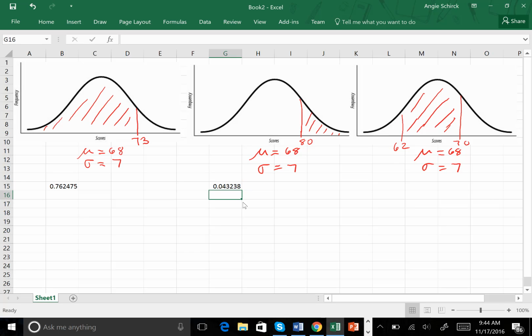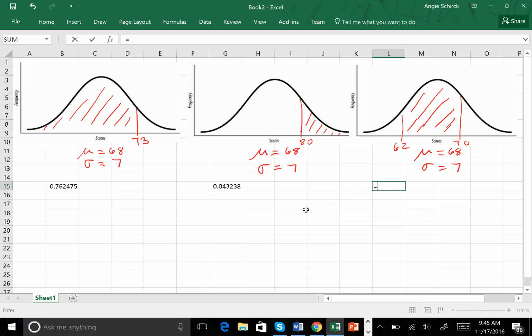All right, and then the last situation is if we want the area between two values. So here what we would do is if I went ahead and found the area to the left of 62, that would be this piece over here. And then if I found the area to the left of 70, that would be this entire thing. So we can see that if I take the area to the left of 70 and I subtract the area to the left of 62, that's going to give me the area between the two values. So that's what we're going to tell Excel to do.